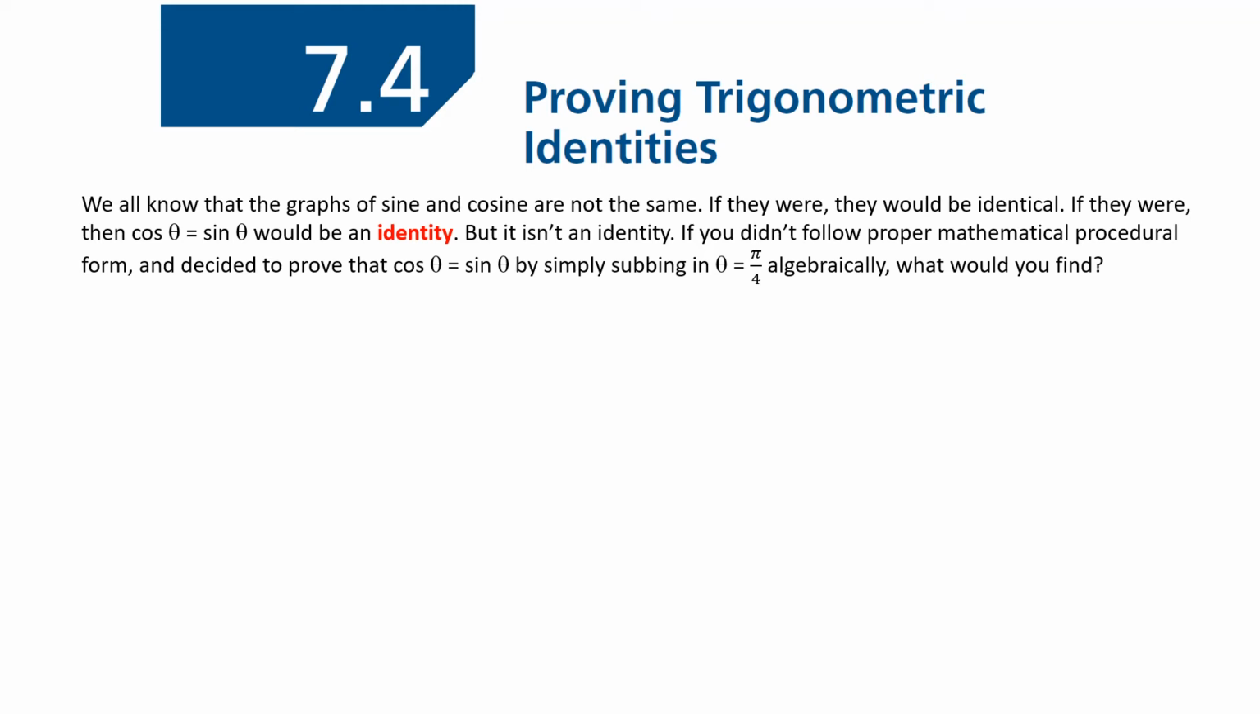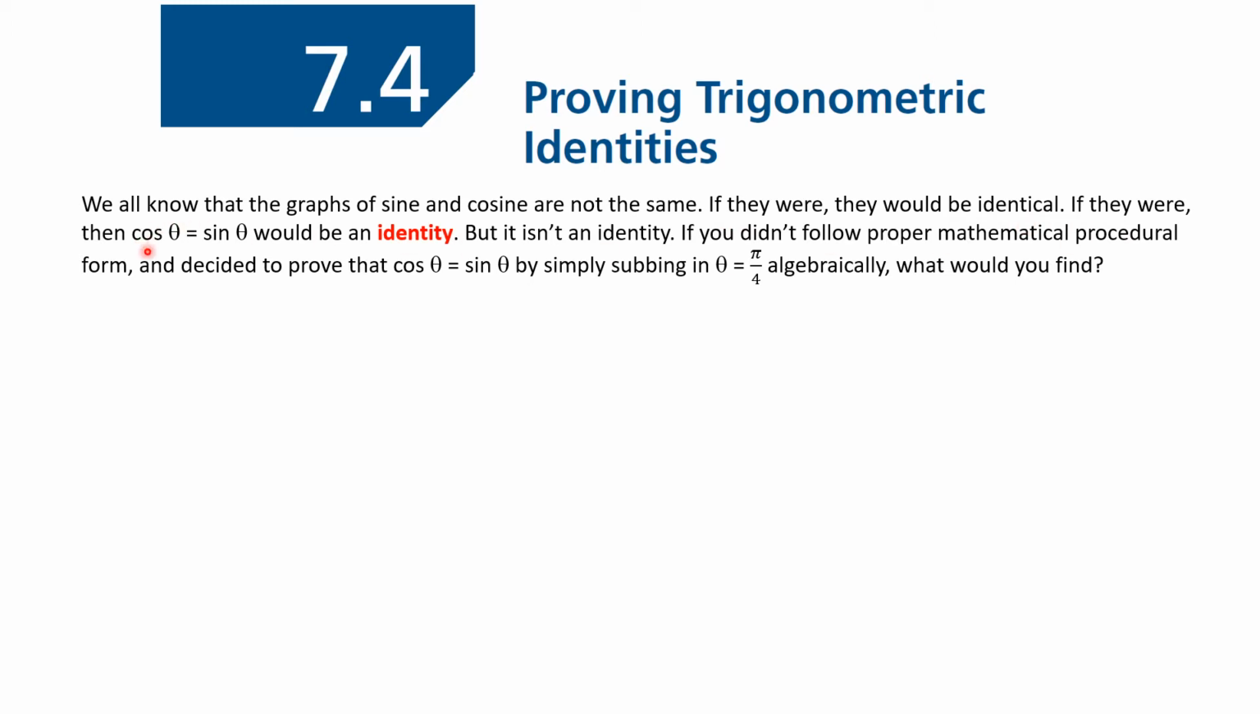Welcome to my favorite part of trigonometry and maybe of the whole course, which is called proving identities. You did this in grade 11, but now we have even more skills to bring to this problem. We all know the graphs of sine and cosine are not the same. They're really close, but they're not the same. If they were, they would be identical.